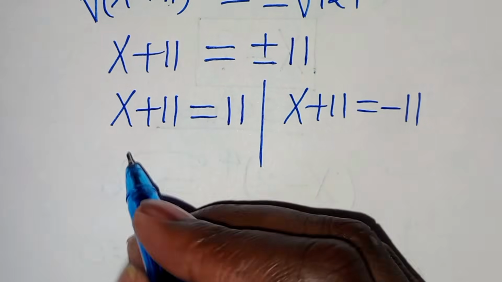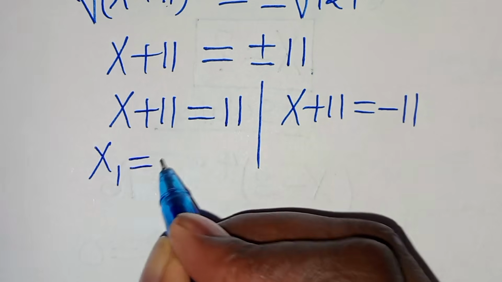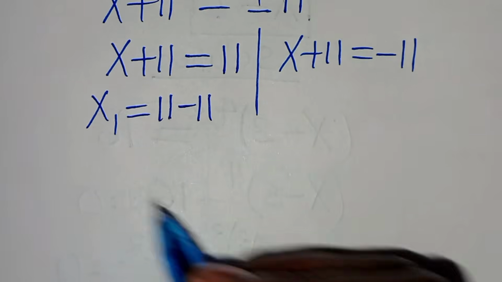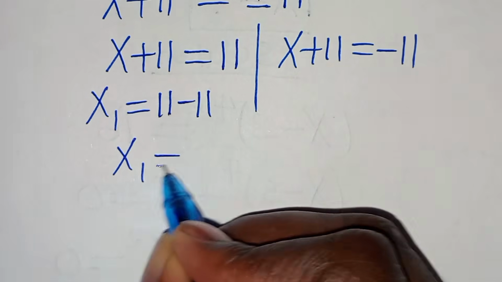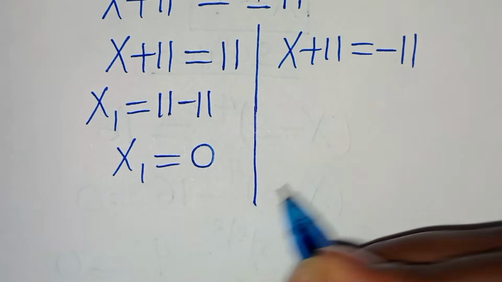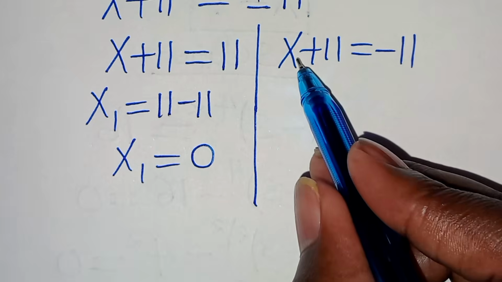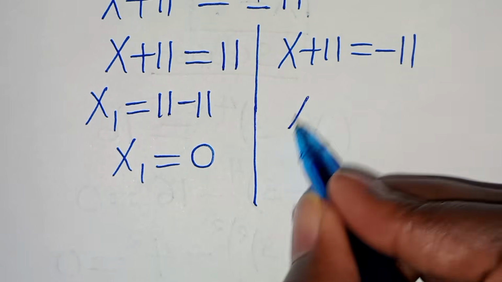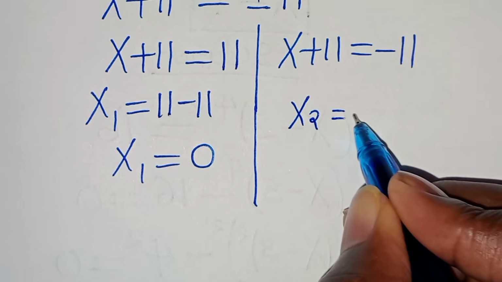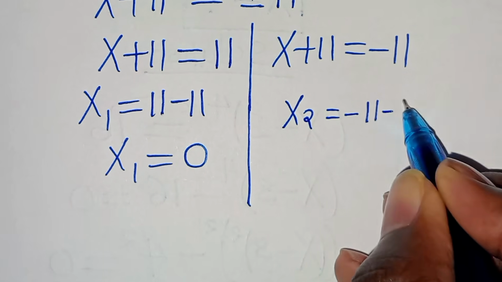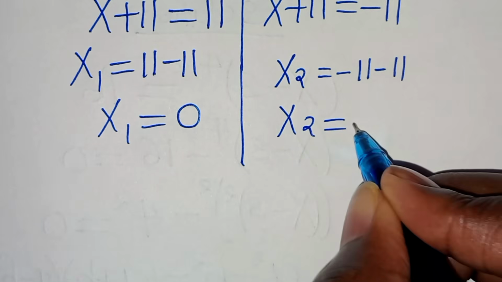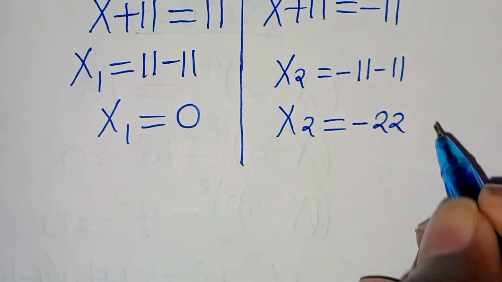So this means that x1 is equal to 11 minus 11. And this means that x1 is equal to 0. Now, we have x plus 11. This is equal to minus 11. So this means that x2 is equal to minus 11 minus 11. So we have x2 equal to minus 22.